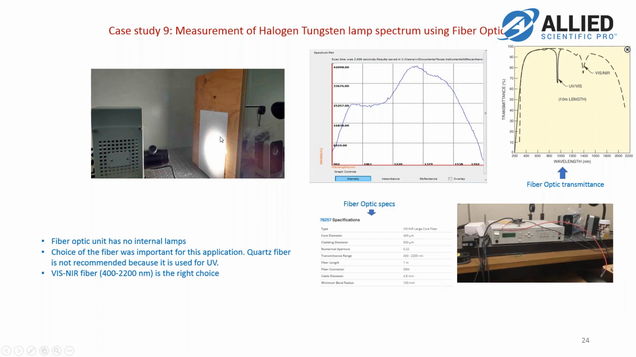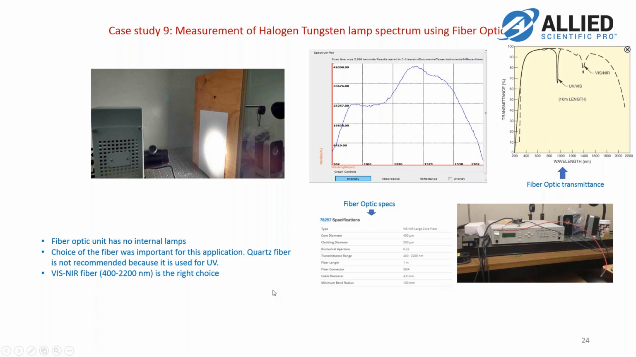This is a collimated lamp, and basically I used the fiber optic, which was in the Viz Near IR, so it ranges from 400 nanometers to 2200, and measured this spectrum by pointing the fiber optics at this white paper. And this is very typical of the QTH lamp.